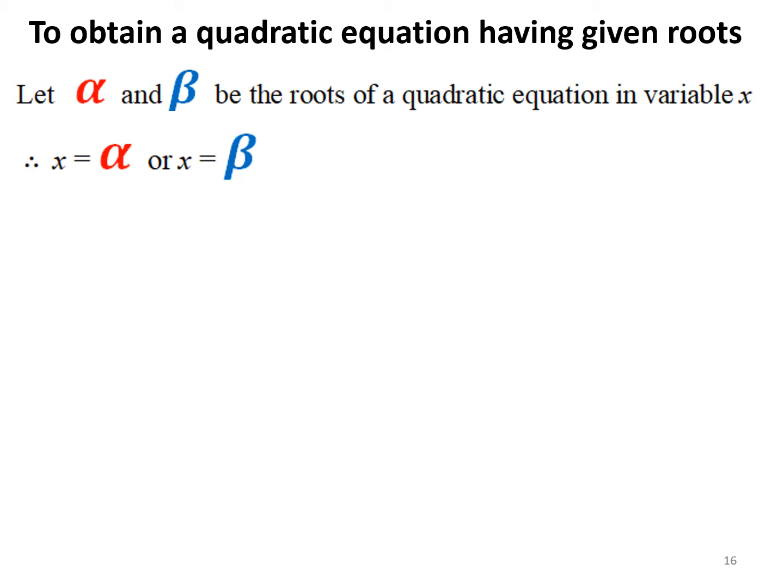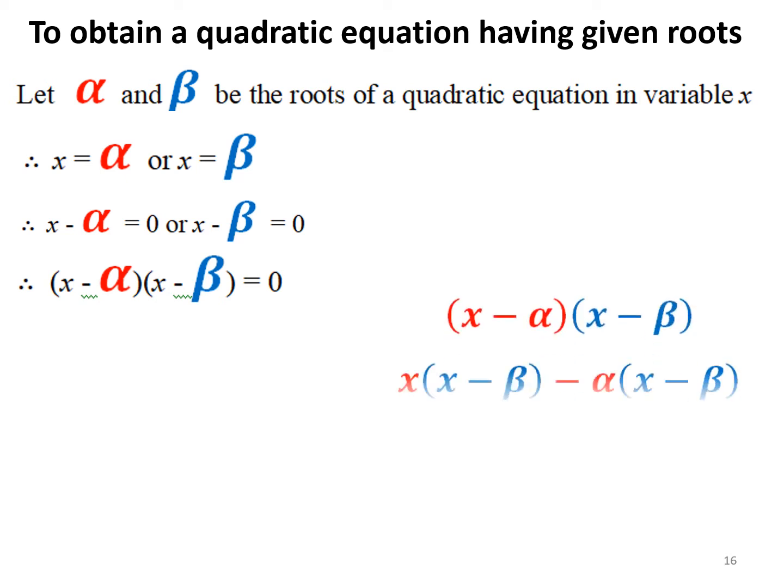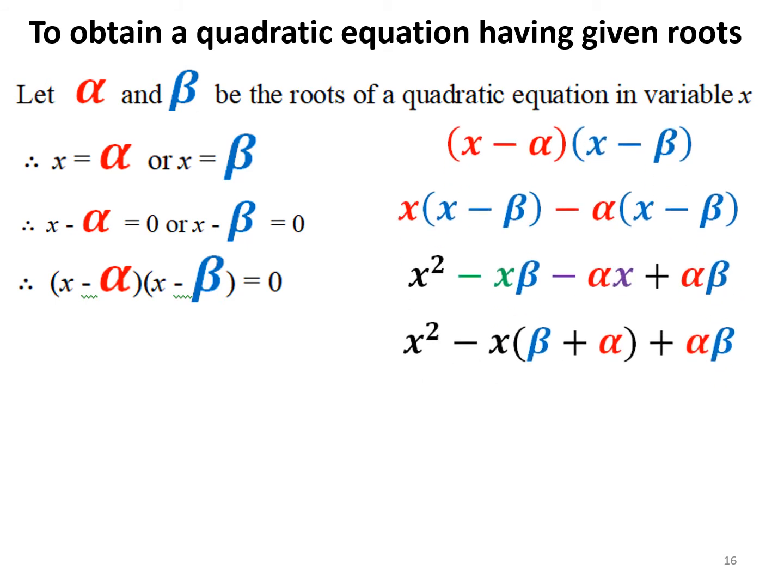I take alpha and beta to my left side. So I get x minus alpha is equal to 0 or x minus beta is equal to 0. Both right hand sides are the same. So I get x minus alpha into x minus beta is equal to 0. Now x minus alpha into x minus beta, that is multiplication of two brackets, you can do either by opening the bracket or by the formula which we have studied in the 8th standard. Here I have shown the opening the bracket method.